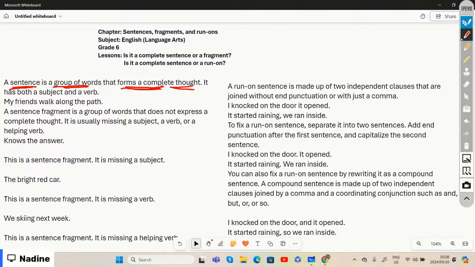And when you form a complete thought, a completed sentence has both, and when we say both, we bring emphasis on both. It has both a subject and a verb. It has a person or thing that is doing the action, and the action that is being done by the person or the thing. That is a completed sentence, and it expresses a complete thought. So that is what a sentence is.